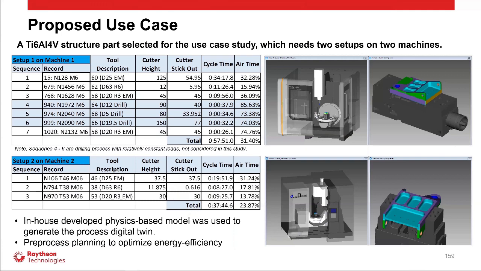And here shows the typical use case. Here we selected an aerostructure component part. It needs 2 setups with 2 machines. So we break it down into a different machine sequence for each operation on each machine, and then simulate the details of how the machine will behave for each sequence or each motion step. So we can break that down.